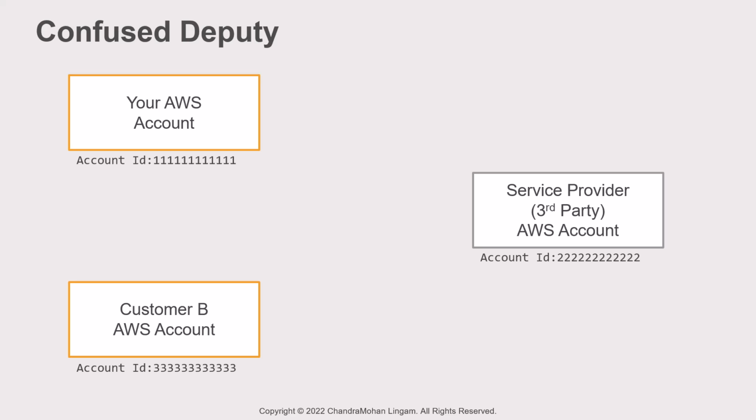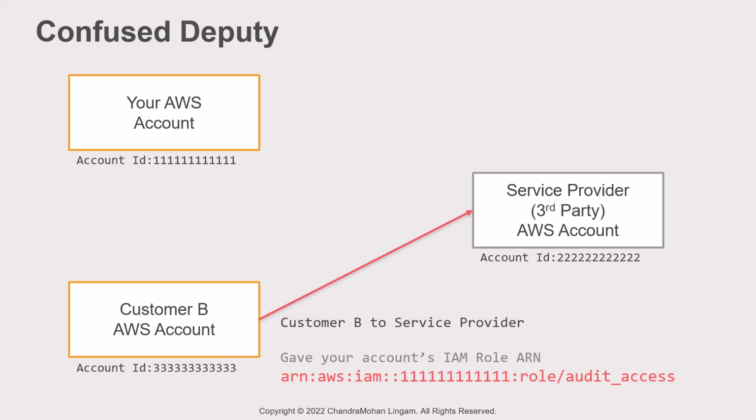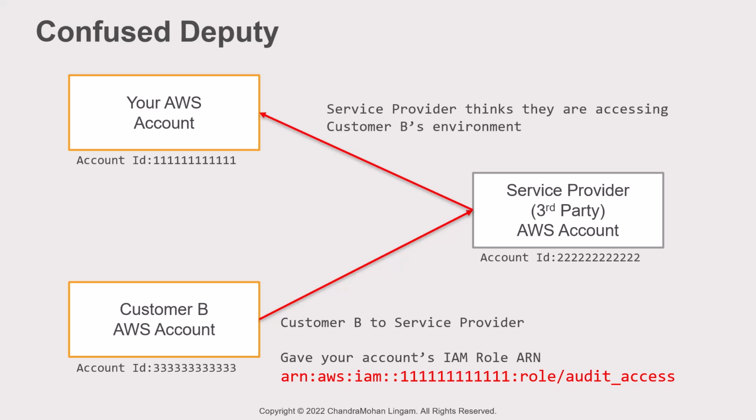Remember, the customer creates an IAM role and shares the role details with the service provider. Now let's say customer B used social engineering skills to find out what role you created for this third party. And then customer B asks the service provider to use your IAM role. Now when a service provider assumes this role, which they will be able to do as you already granted them trust privileges, the service provider will gain access to your environment.